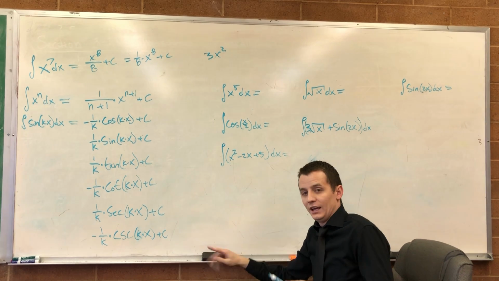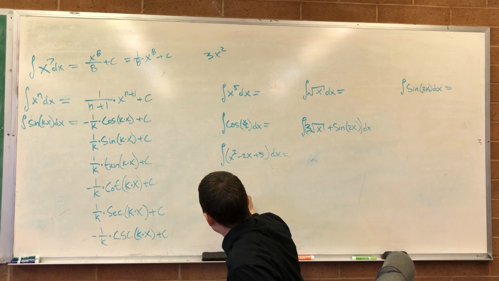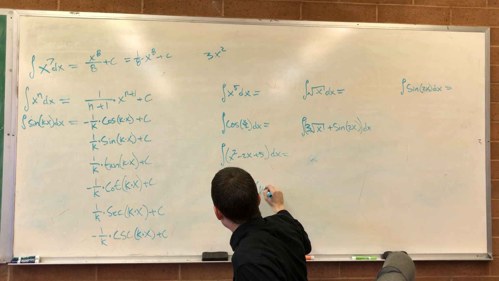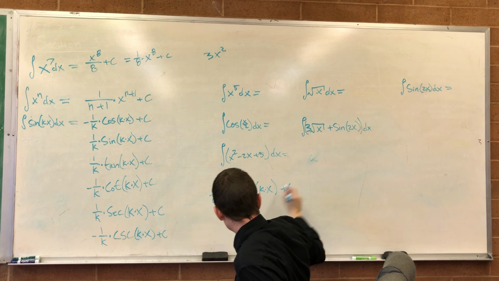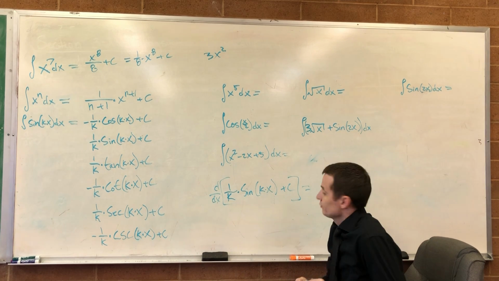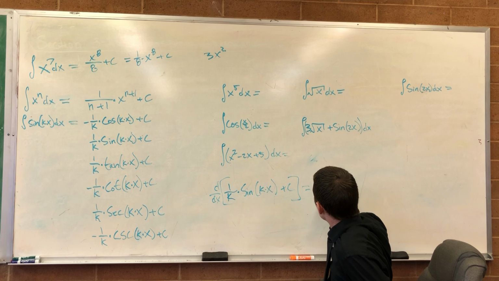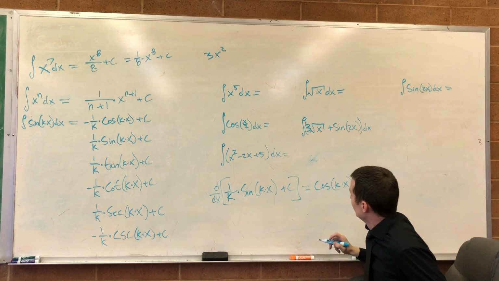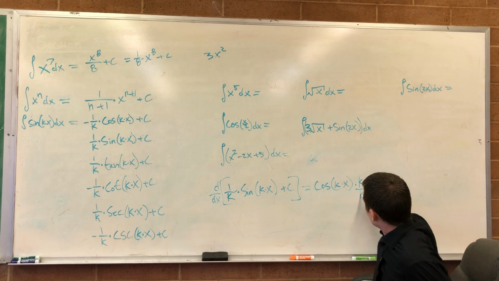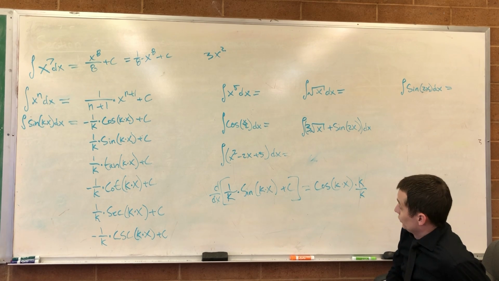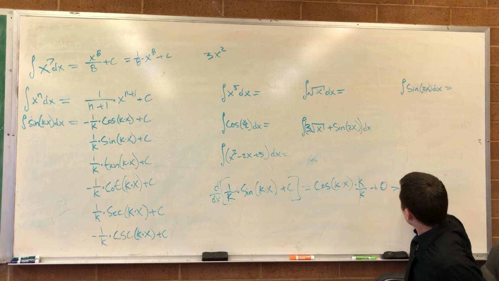1 over k times sine of kx. Let's look at its derivative. So we're looking at the derivative of 1 over k times sine of kx plus a constant, with respect to x, of this whole thing. What's that equal to? Cosine of k times x times k. But then we have our 1 over k, which cancels out, so that ends up being 1, and then plus 0. So it's just cosine of k times x.